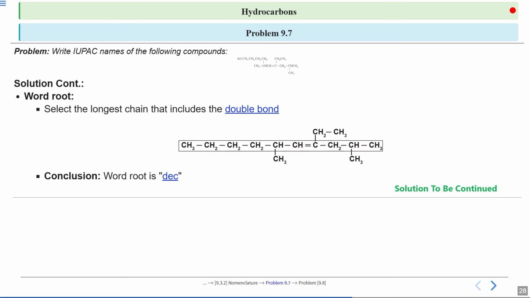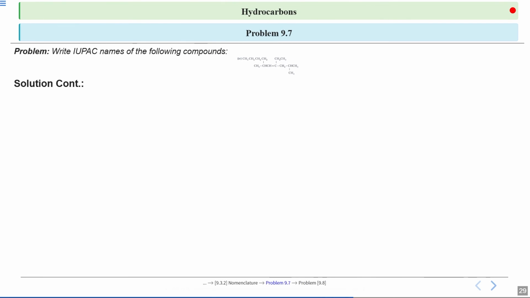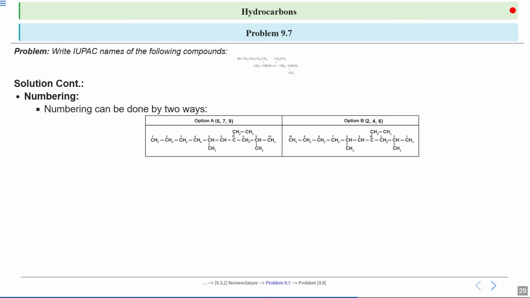Now next, we are concerned with the numbering part. What are the possible ways of numbering this compound? In the first option, the possible numbering is 5, 7, 9. And in option B, the numbering is 2, 4, 6. So these are the two possible numberings. The correct one is option B. Why? Because the sum of 2, 4, 6 is less than the sum of 5, 7 and 9.